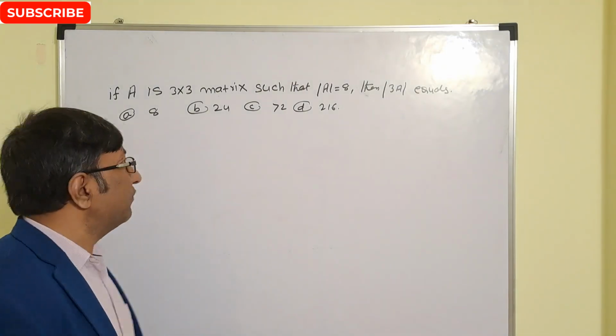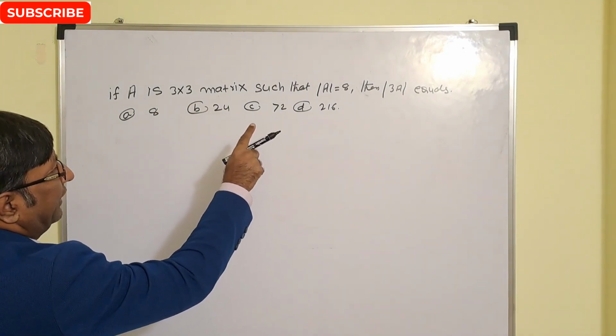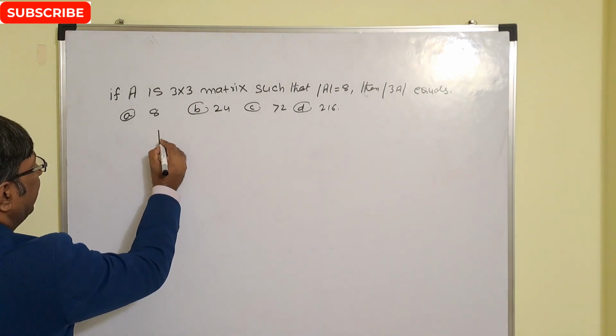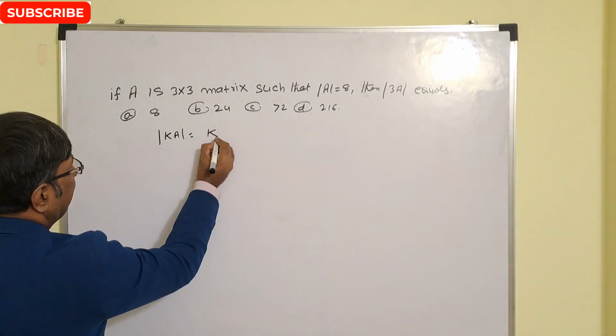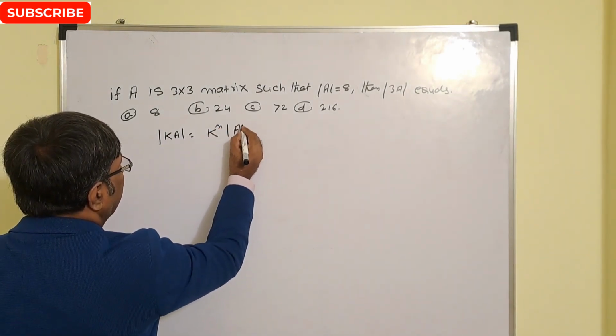Let us see the question. If A is a 3 into 3 matrix such that determinant of A is 8, then determinant of 3A equals what? You know, determinant of KA equals K to the power n into determinant of A.